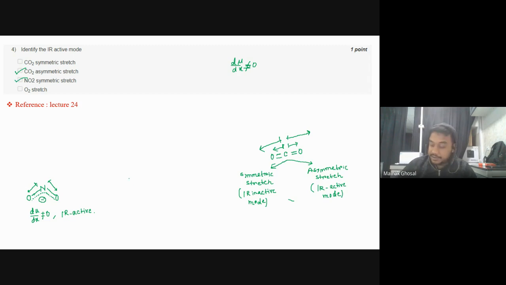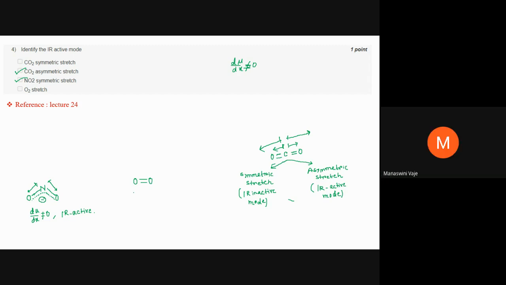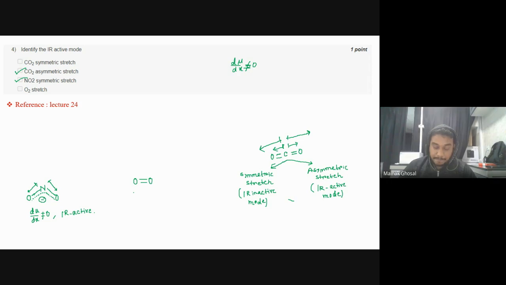Now comes oxygen. So will oxygen be IR active or not? No, it is not IR active. Why?